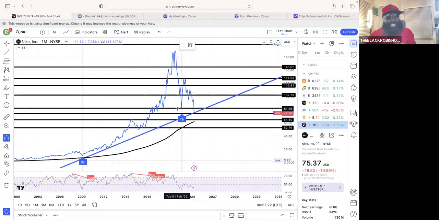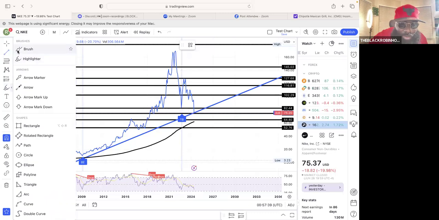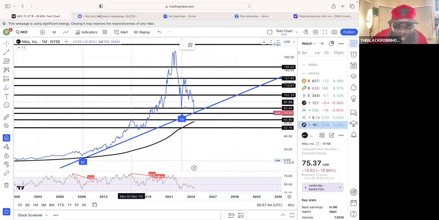So you see what I've done? These are my levels, and these levels are already established from like an eight month chart. So you see there's a point here. This is actually a good example. Let's use something. So highlight.